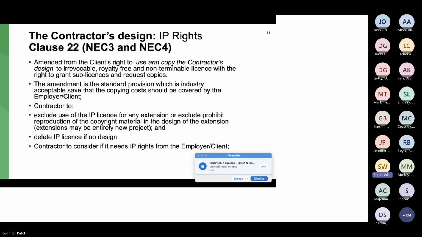Okay, so very briefly, I just want to talk about intellectual property rights. So this is protecting the contractor and their design and their ability to use the intellectual property relating to their design, generally moving forward. So the key points here are that, first of all, the first bullet point is that the contractor gives, and it says, an irrevocable, royalty-free and non-terminable license. The key there is license.